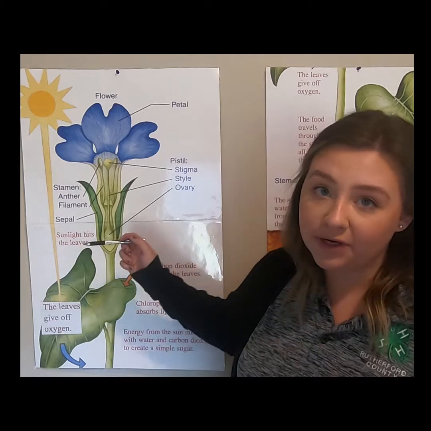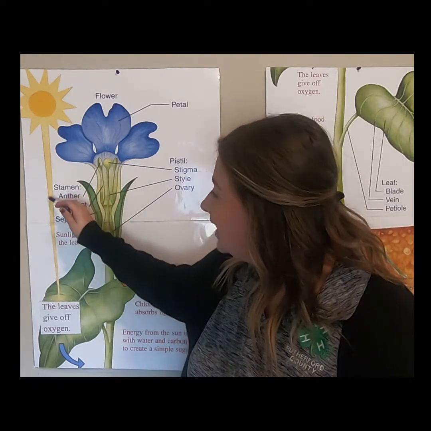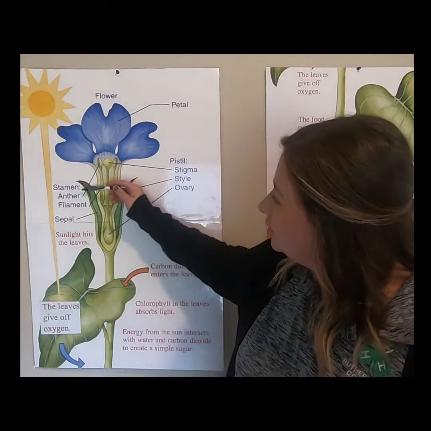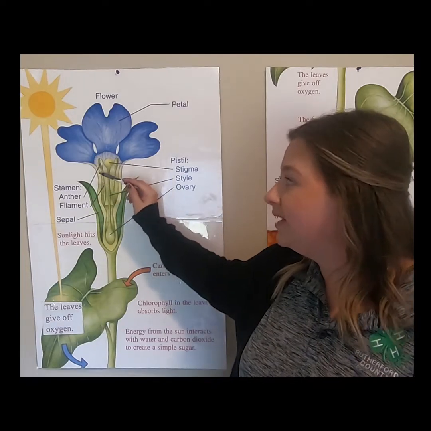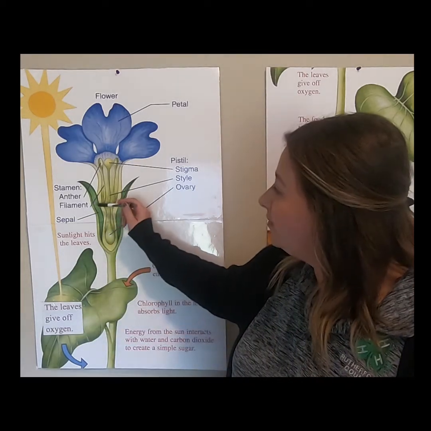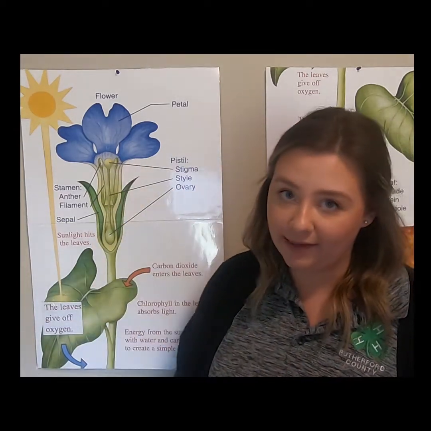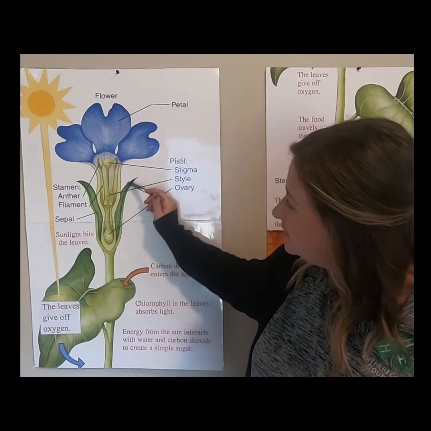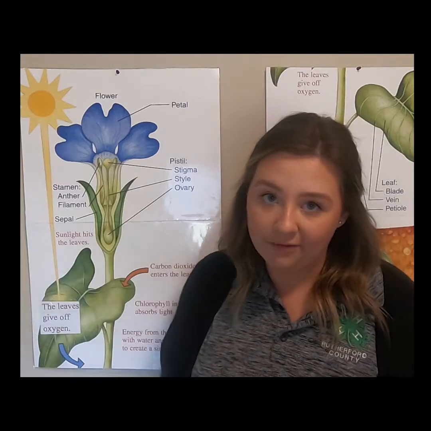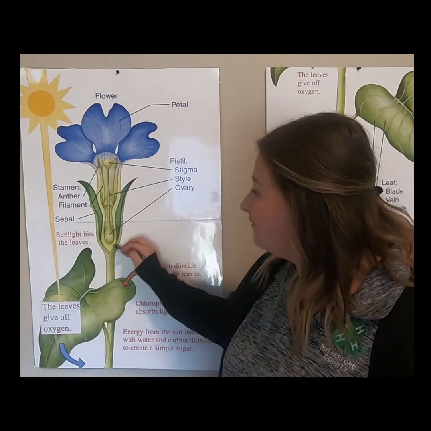The second part that we're going to be talking about is the stamen. The stamen is the male part of a plant. The stamen includes two parts here, which are the anther and the filament. The anther is the part that produces your pollen. This is where your pollen comes from, and the filament is what holds up the anther. Then at the bottom here, we've got a sepal, which are these two leaves that you see coming off right here. They just look like little leaves. They live at the base of the flower here.